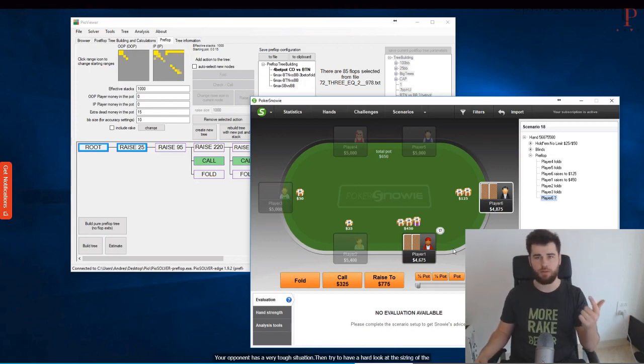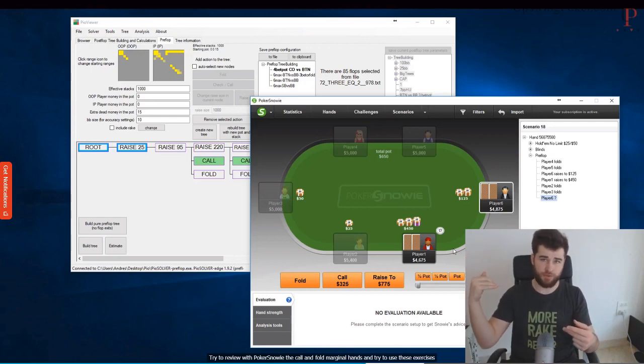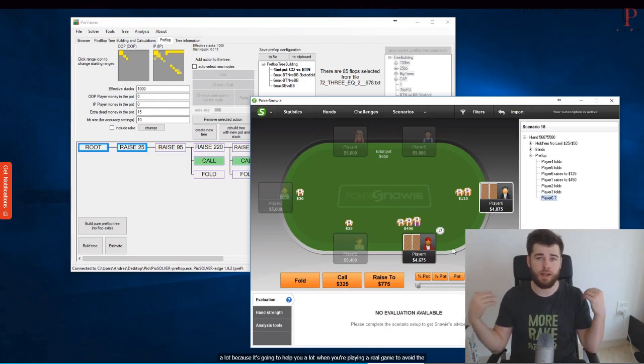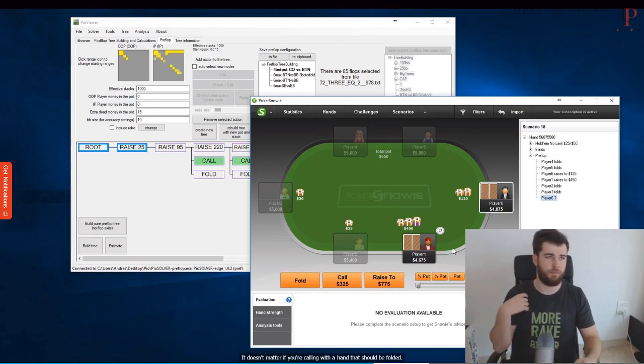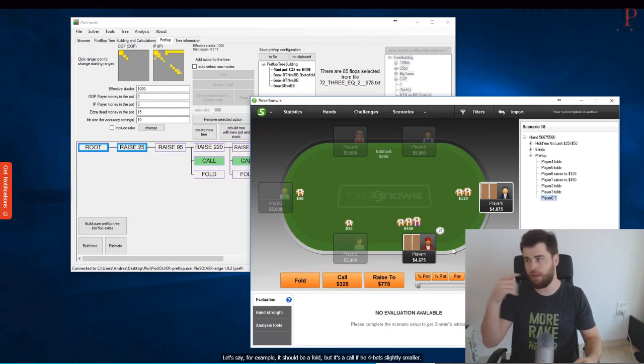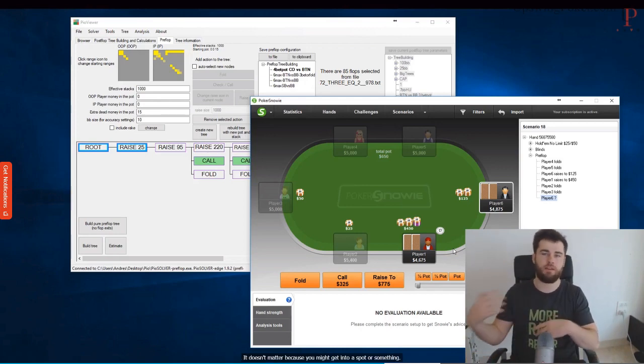Then try to take into account the sizing of the 4-bet. You'll see that it changes a lot. Try to review with Poker Snowie the call and fold marginal hands, and try to use this exercise a lot, because it's going to help you when you're playing real games to avoid the biggest mistakes. It doesn't matter if you're calling with a hand that should be a fold. Let's say, for example, it should be a fold, but it's a call if he 4-bets slightly smaller. It doesn't matter, because you might get it post-flop.